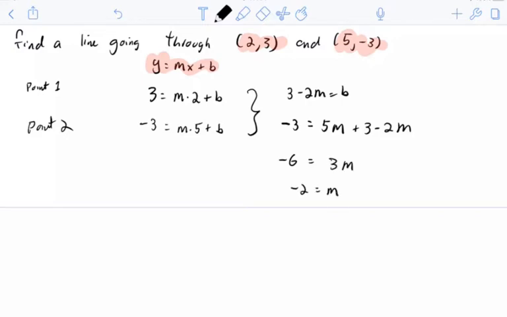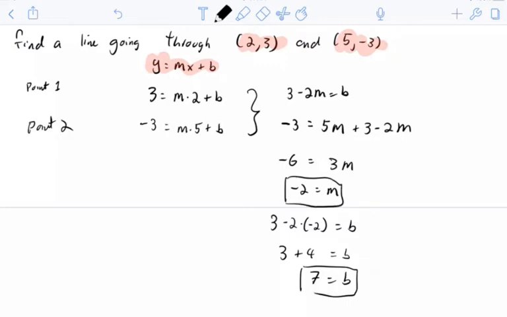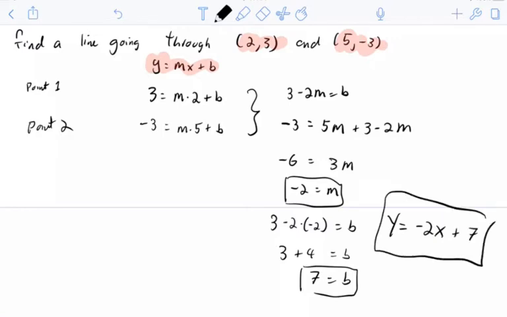So m must be equal to minus 2, and then I plug that back into the other equation. 3 minus 2 times minus 2 is equal to b. So that's 3 plus 4 is equal to b. So b must be equal to 7. And so my equation must be y is equal to minus 2x plus 7. There's your linear equation. So I'll give you more practice at that in the worksheets.